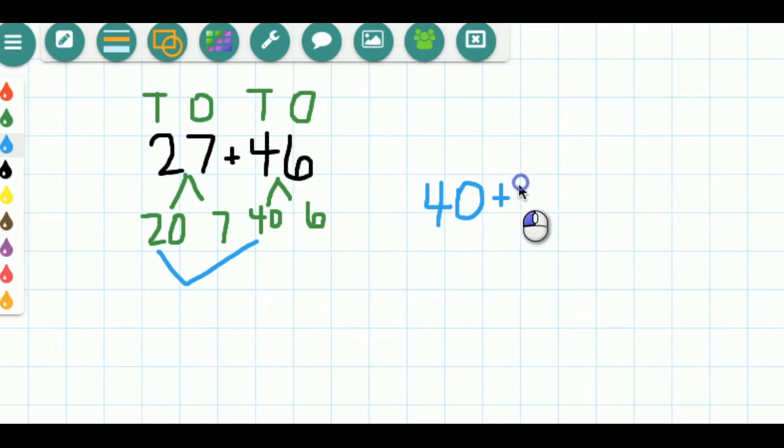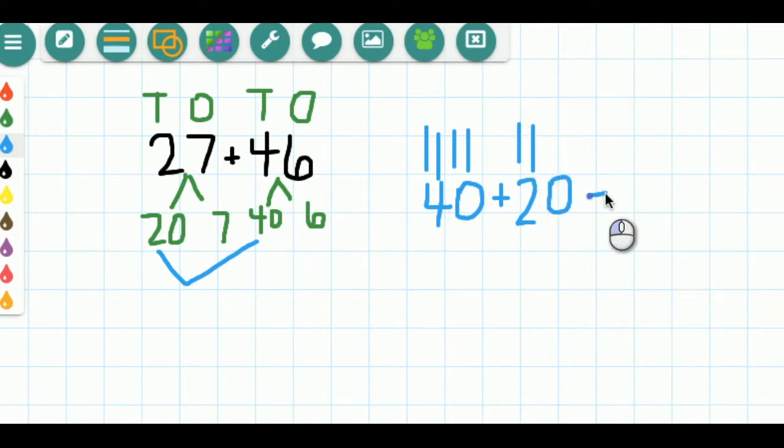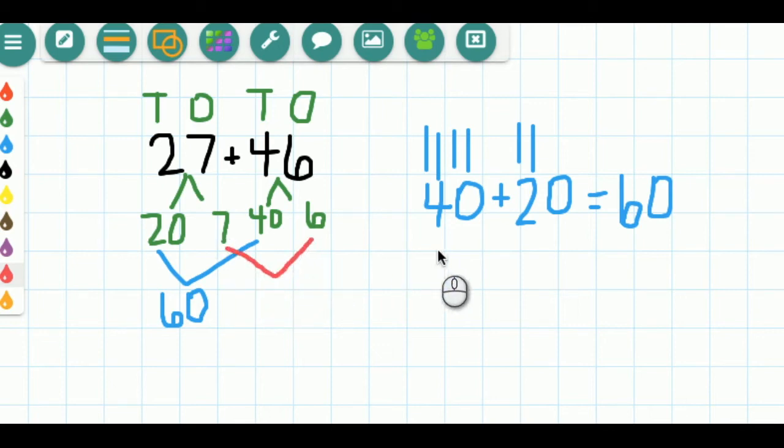40 plus 20, and it doesn't matter which direction you go in addition, you can flip-flop those numbers. So 10, 20, 30, 40, 50, 60. So 40 plus 20 equals 60. Next, we're going to go ahead and add our ones together. So for 27, we have 7 ones, and for 46, we have 6 ones. And we're going to go ahead and add those together.